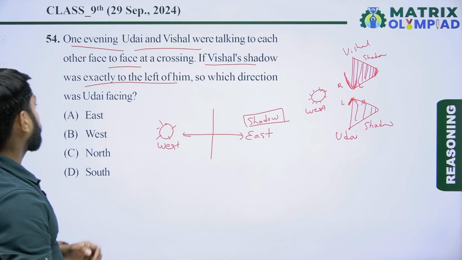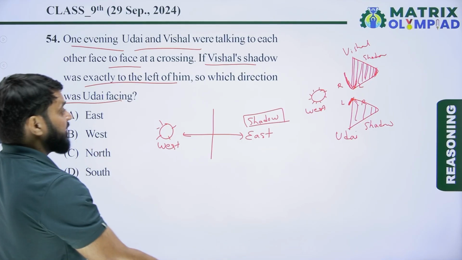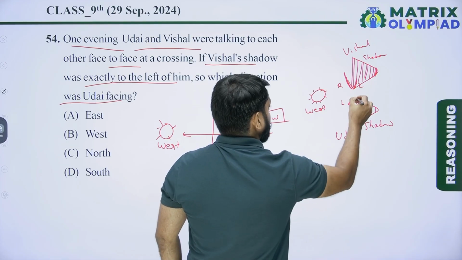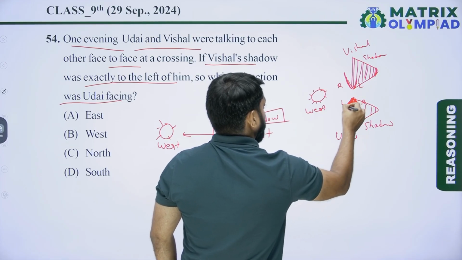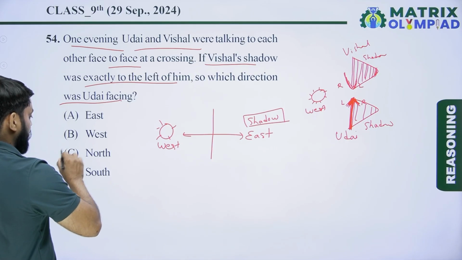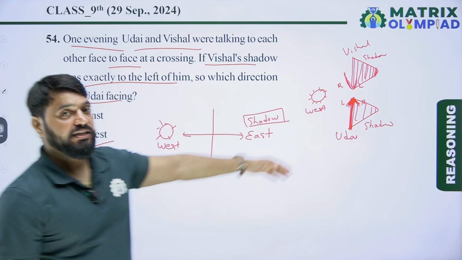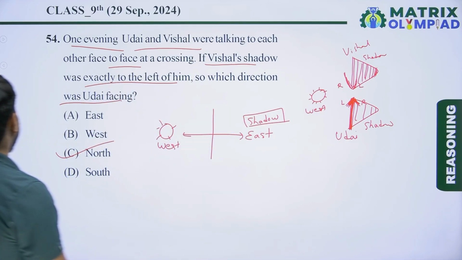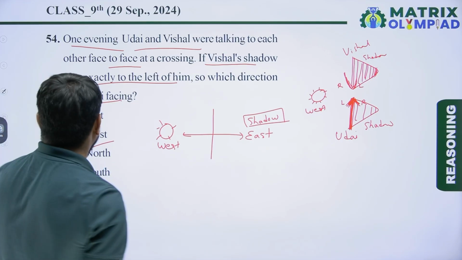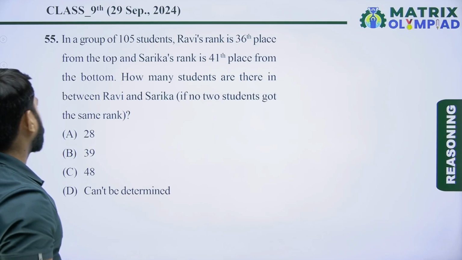So which direction was Uday facing? The direction of Uday is the north direction. So here option C is the correct answer of this question. So now the next question, question number 55.